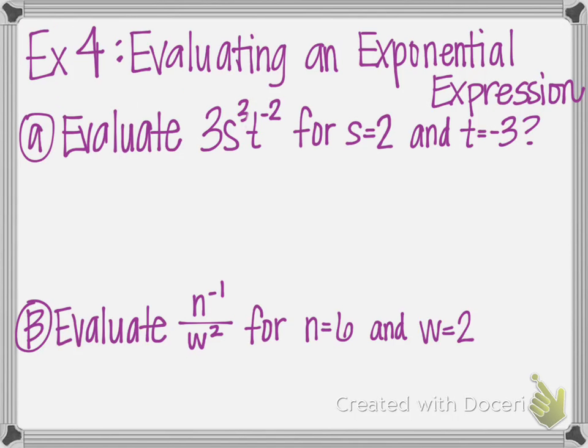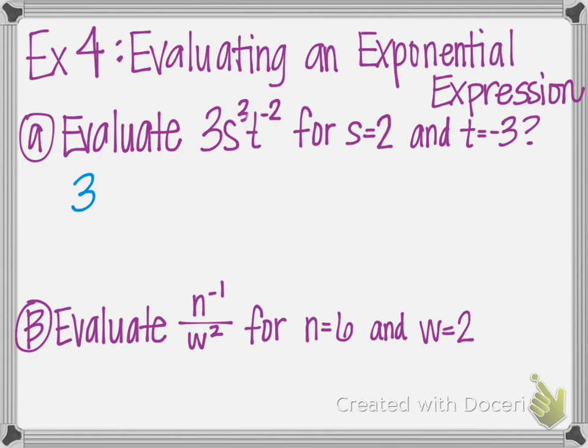Example 4. We're getting close to the end here. Now evaluating. When you evaluate an expression, what you're going to do is replace a variable with a number. And they're going to tell you what number to replace it with. So A here, you're going to replace every S with a 2 and every T with a negative 3. And B, you're going to replace every N with a 6 and W with a 2. So you can do this 2 ways. You can do your exponent rules first and then replace your variables, or you can replace your variables and then do your exponent rules. I'm going to go ahead and evaluate, which means I'm going to go ahead and put my number in for my variable.